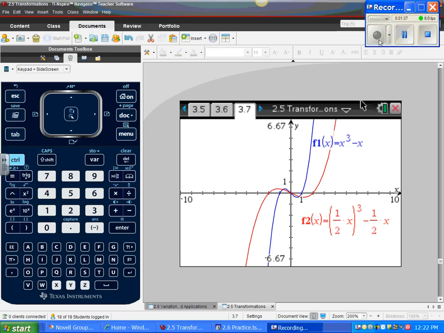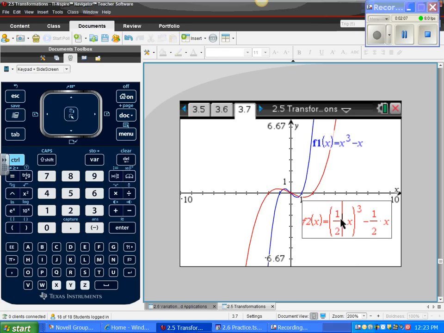Since my c value, or the value I'm multiplying x by, is, I'm sorry, between 0 and 1. It's not greater than 1, it's between 0 and 1. The graph is stretched horizontally. It looks like we've taken it and we've pulled the sides apart. We're stretching it horizontally. So that's if the value of c, which in this case is the 1/2 that we're talking about, is between 0 and 1, we're going to be stretching horizontally.